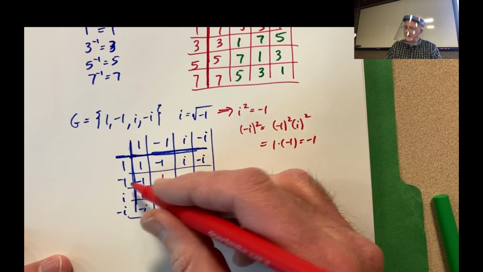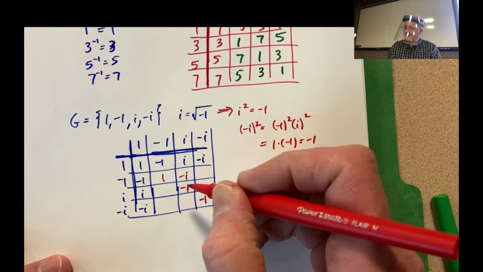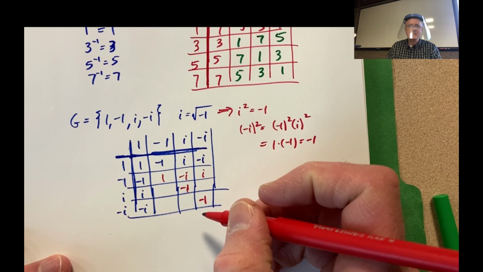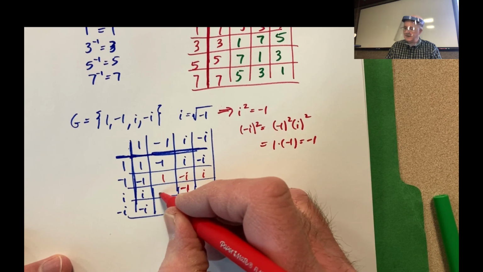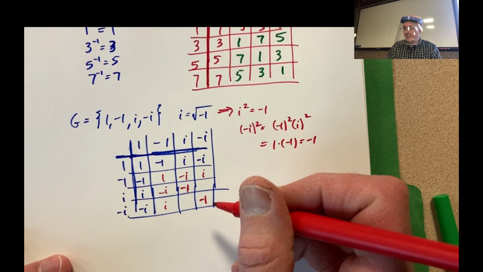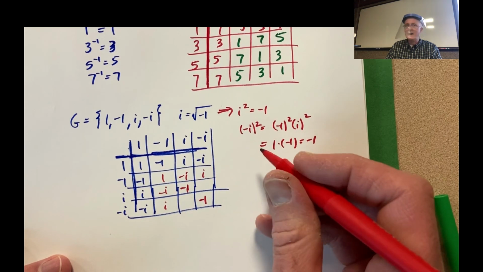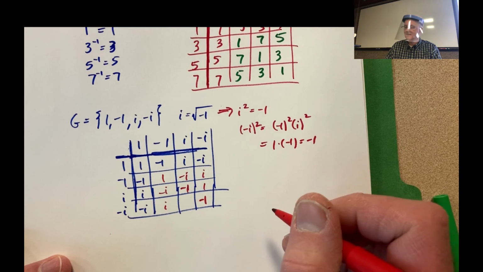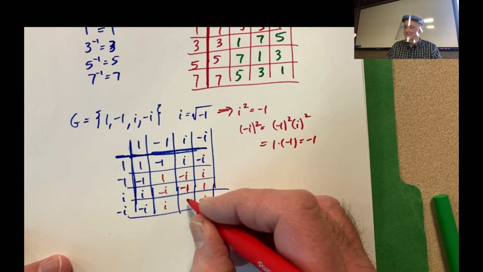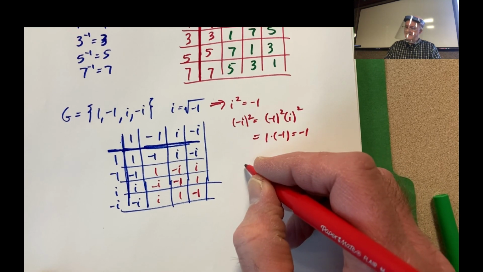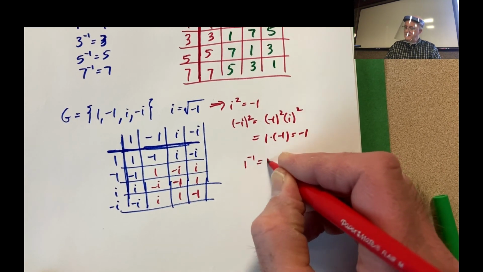Fill in the rest here. -1 times I is -I. -1 times -I is +I. Same kind of thing here. It is an abelian group. I times -I is +1. And that's the same as -I times I. Yeah, 1 is its own inverse.